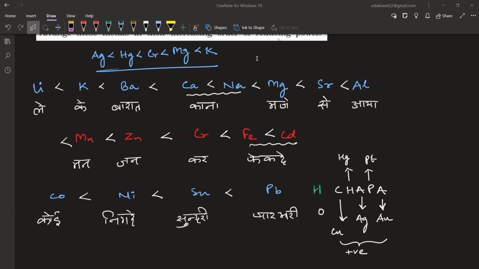तो बस अब 2 दिन के लिए आपका जाप यही रहेगा. लेके बारात कान्हा मजे से आया, मंजन कर फेंक दे, कोई निगाहें सुंदरी प्यार भरी, हाइड्रोजन छापा. Hydrogen CHAPA. Okay, and after this we will do the application of electrochemical series, which are not very many. एक तो application देख ही लिया आपने, how to tell which has more reducing power, less reducing power, and after that we will do some more applications. उसके बाद हम लोग दूसरे phase में चले जाएंगे इस chapter के, that is conductivity, conductance, electrolytes, those things we will be doing in the next class. Okay, so Nernst equation, electrochemical series.